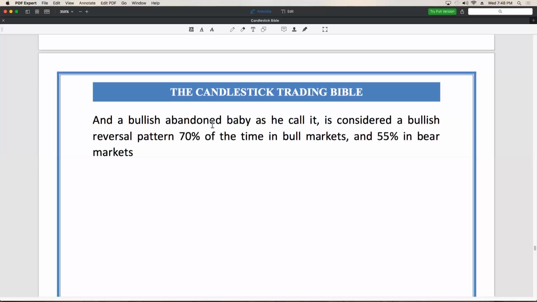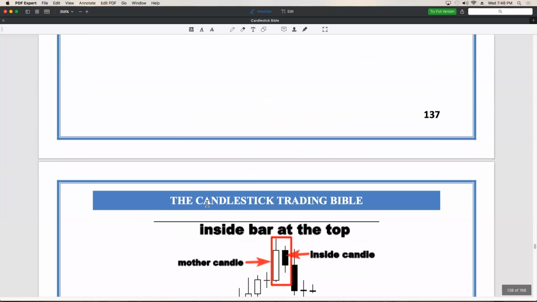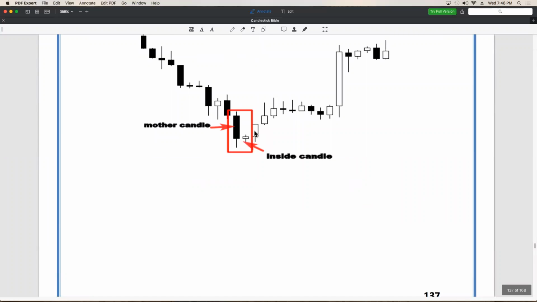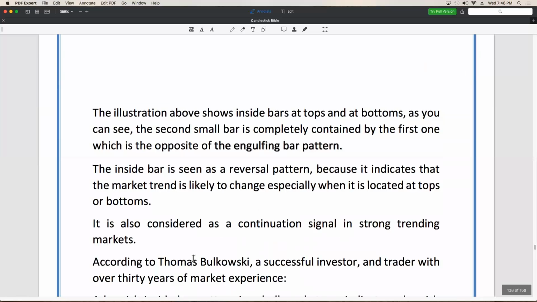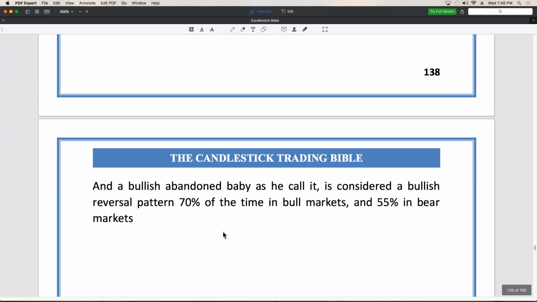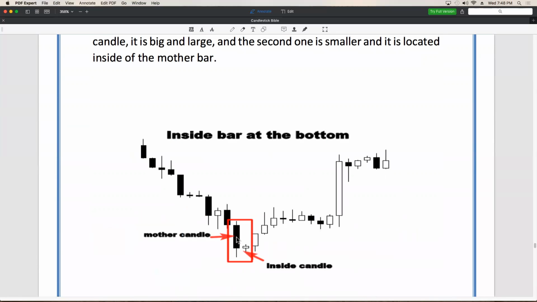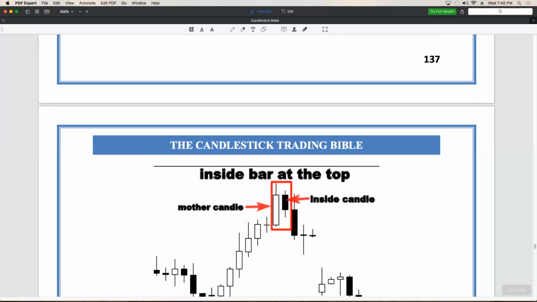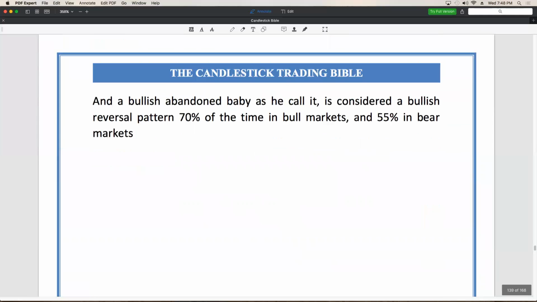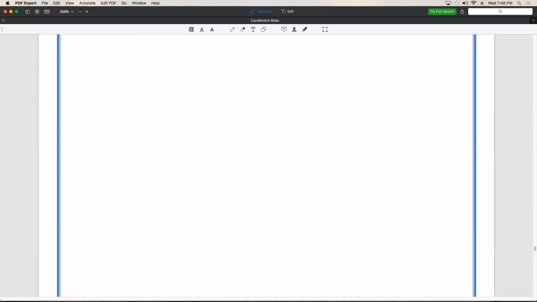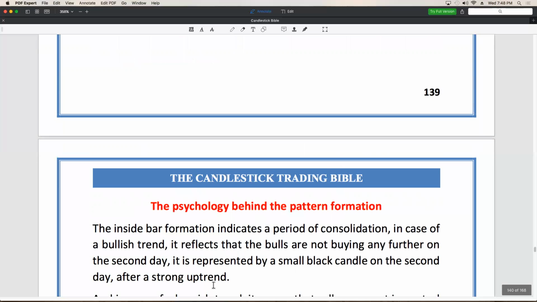And a bullish abandoned baby is considered a bullish reversal. That means it was going down, and it's a bullish reversal going back up like this. 70% of the time, it's the morning star. Or even if this is thicker, it's still engulfed by the previous, it's usually a bullish reversal 70% of the time. That's good wisdom to know, too. That's good odds in our favor there, isn't it? It's like a 7-to-1 ratio.